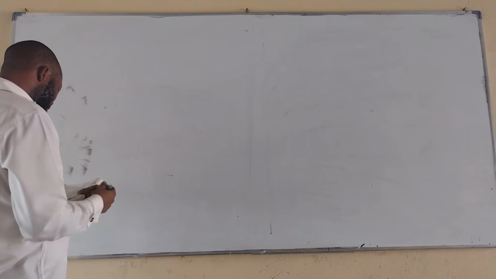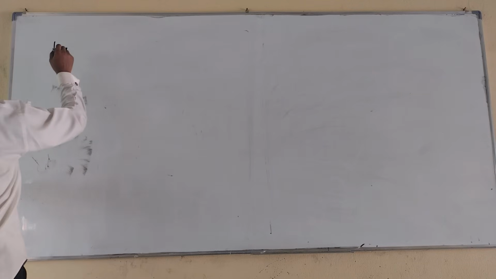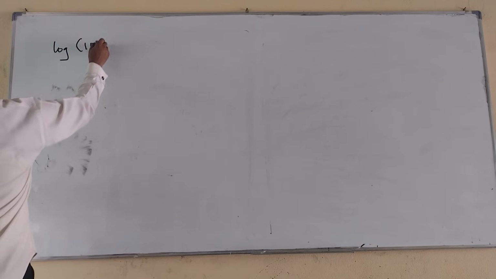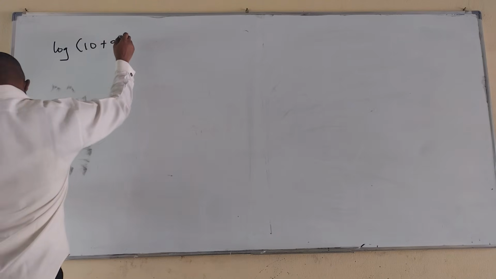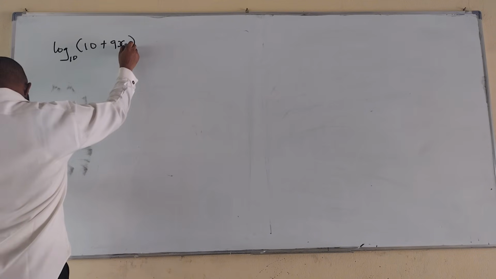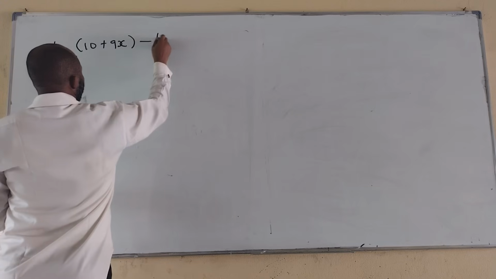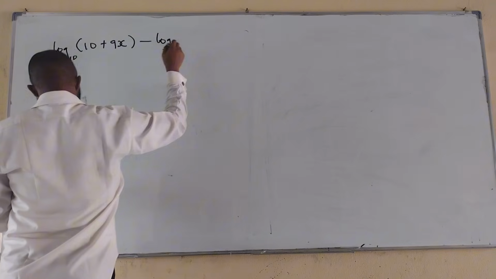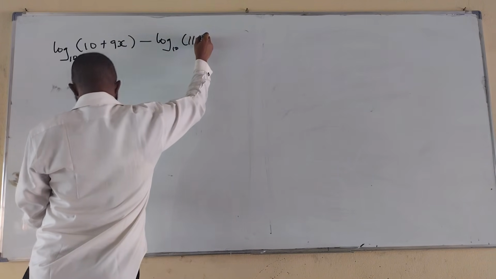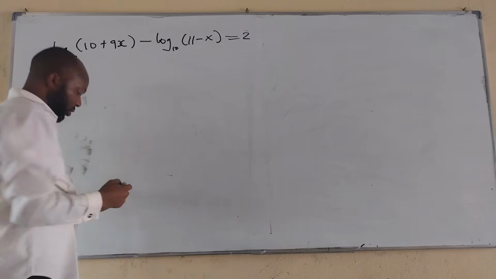Now find the values of x if log in base 10, open bracket, 10 plus 9x, close bracket, minus log in base 10, open bracket, 11 minus x, is equal to 2.